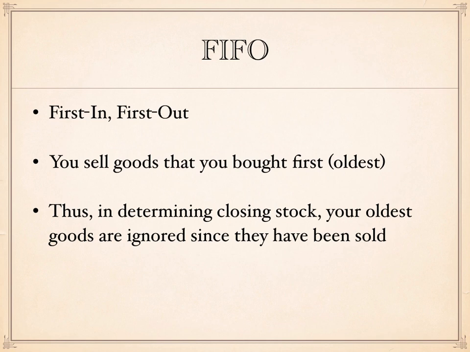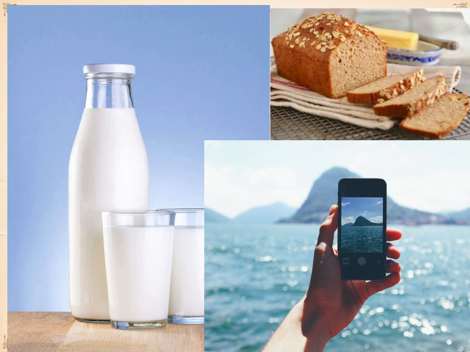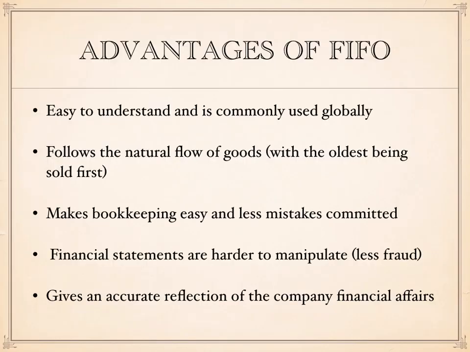This stock valuation method is applicable to goods with limited shelf or life span. So what are those goods? Examples include bread, mobile phones, and milk. Why mobile phones? Because of technological advances.